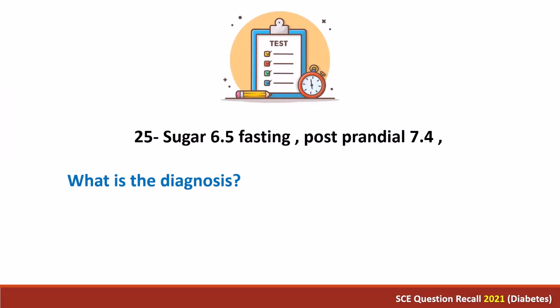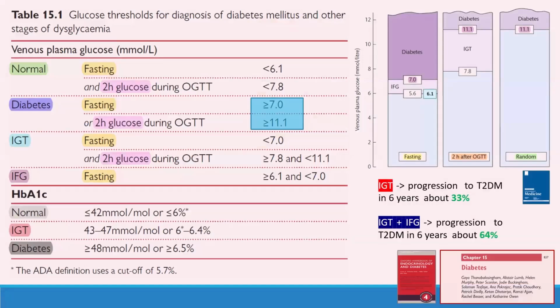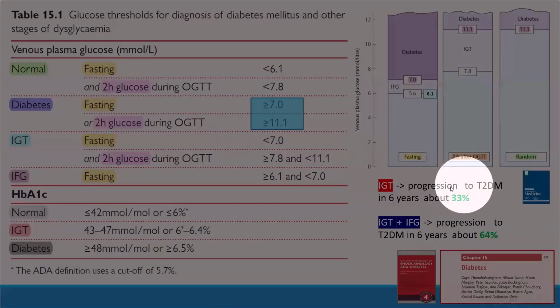If we have blood glucose fasting 6.5 and postprandial 7.4, what is the diagnosis? As you know, this is a case of impaired fasting glucose. The postprandial is normal and the fasting is elevated, so it is impaired fasting. This slide is very important. Impaired glucose tolerance will progress to type 2 diabetes mellitus in about 33% in 6 years, and with impaired glucose tolerance and impaired fasting combined, the risk will be double, 64% in 6 years.